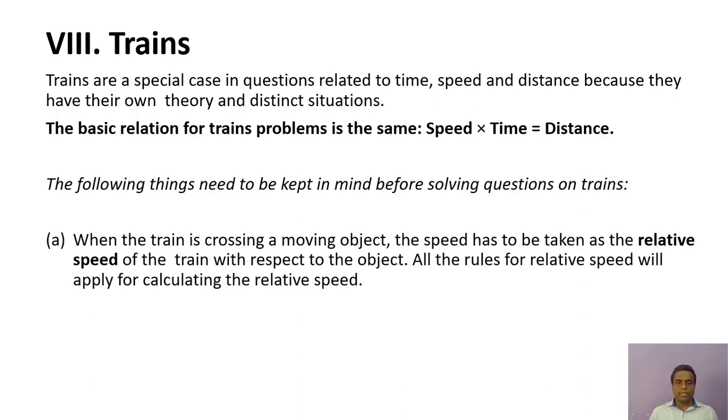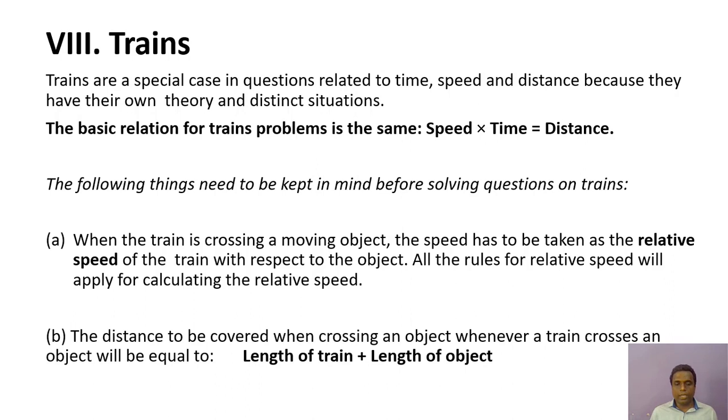Now we will see some cases. When a train is crossing a moving object, the speed is taken to be the relative speed of train with respect to that object. Suppose a train is crossing a moving object, meaning another car is passing beside the train, then we will take the speed as the relative speed of train with respect to that running car. The relative speed concept will be applicable for that case.